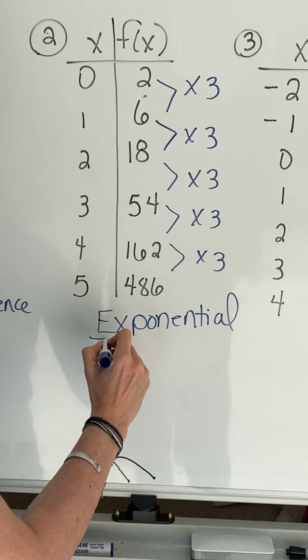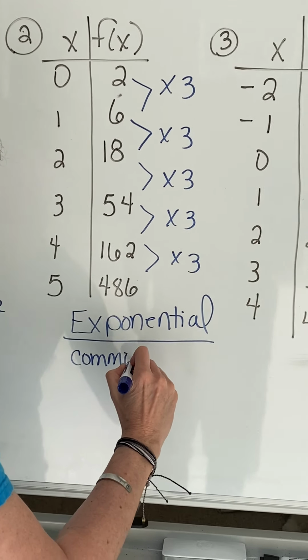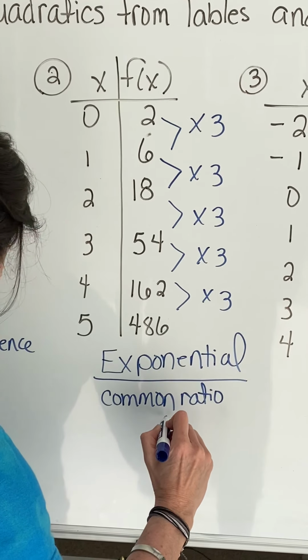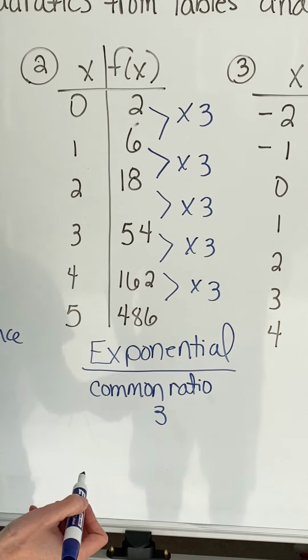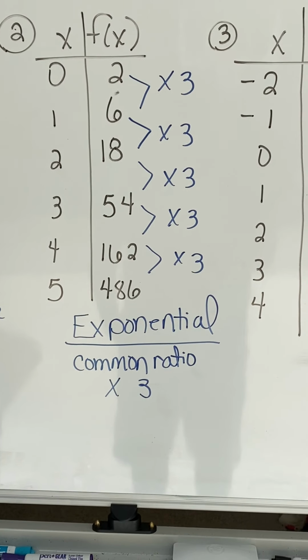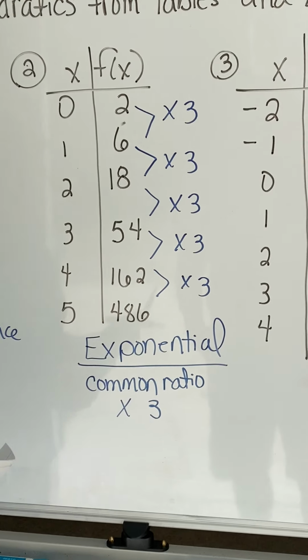It's exponential because in this example there is a common ratio, and all that means is there's a common number that we're multiplying by each time, and that common ratio happens to be also 3. They're not always going to be 3, it just happens to be that way in this case. So I want you to look at what happens in number 3.